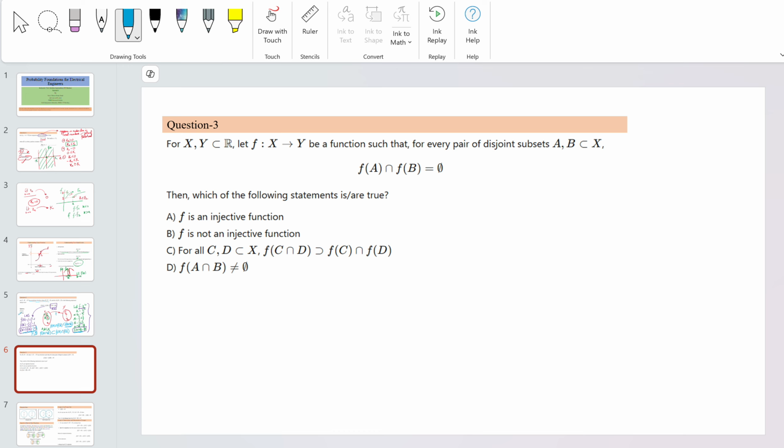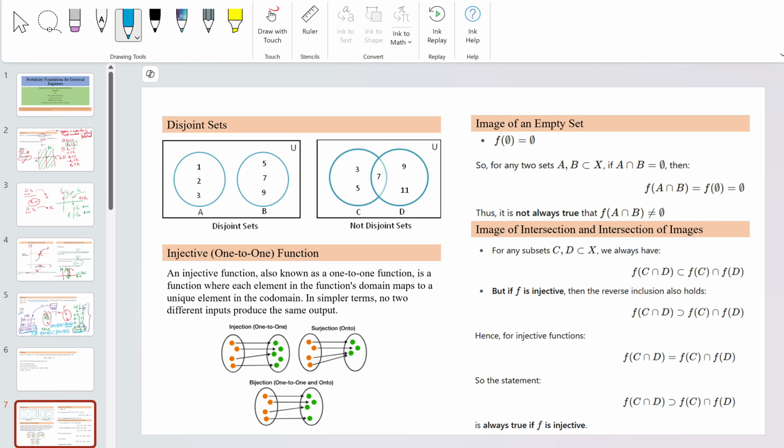Okay, let me give you a few of the concepts here. After that, you will be able to solve this very easily. So there are a few terminologies. One is the concept of disjoint sets.